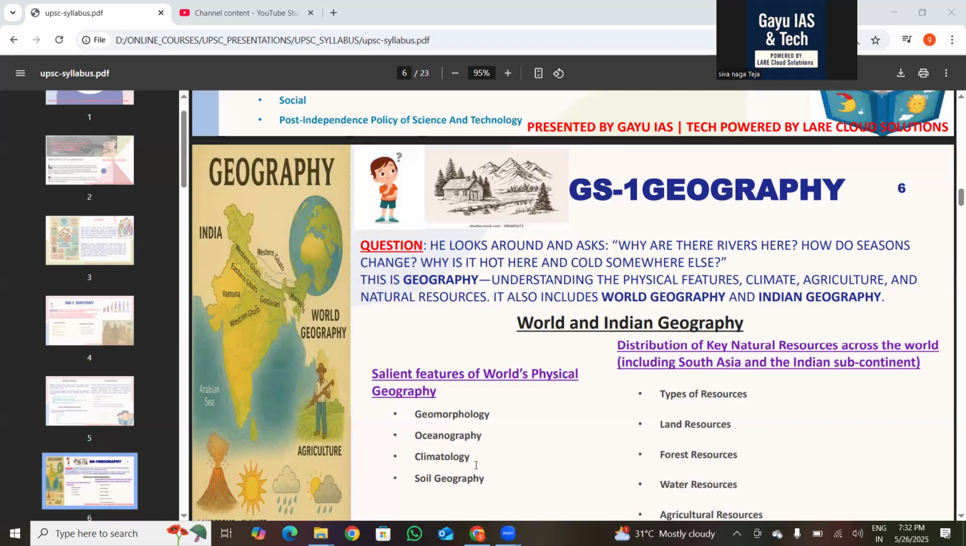And after studying its mood, we will go to its heart. Its heart means all about natural soil. So we will go to soil and fertility. So you'll study soil geography.